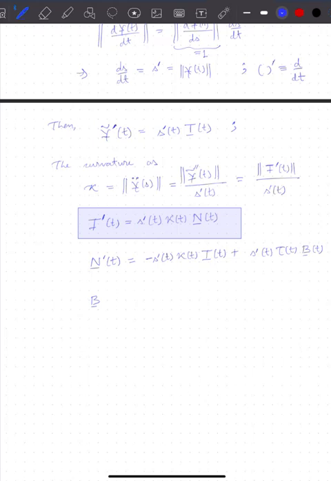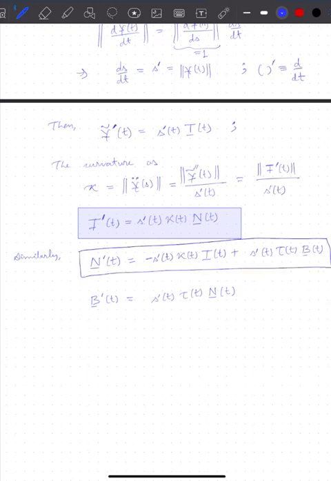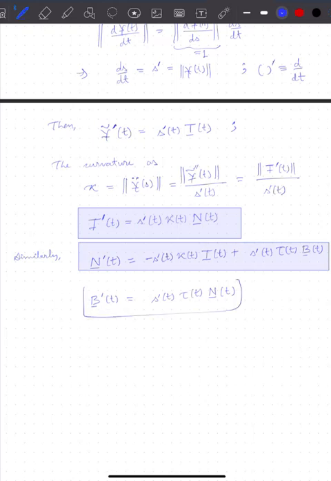Similarly, using all those properties, we'll have b prime of t equal to, not minus, just s prime of t tau of t, then n vector of t. So these are, say, the three differential equations to determine the basis vectors when it is not a unit speed curve, for any general regular curve.